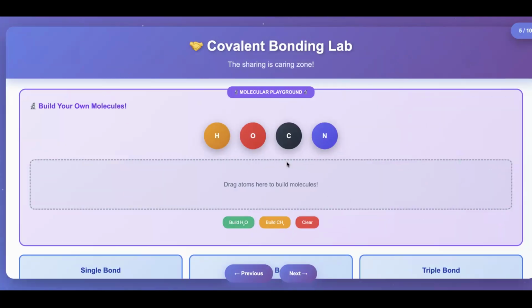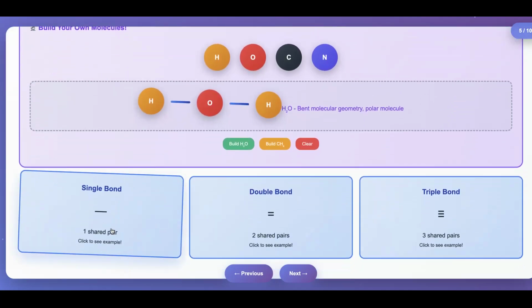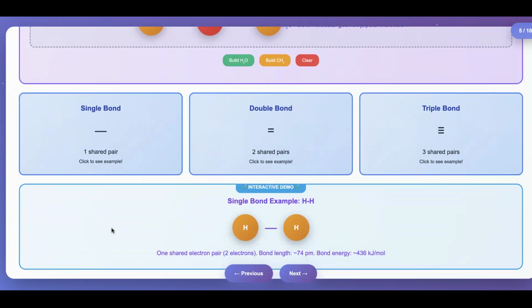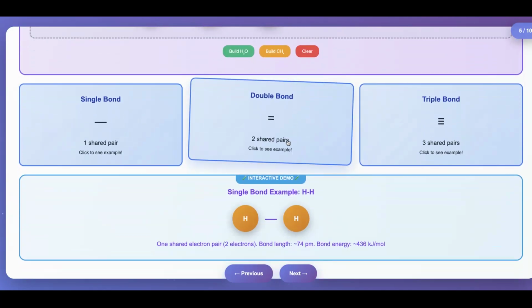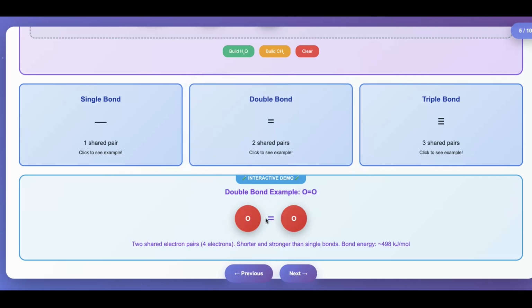Covalent bonding can be done easily. If you want to get one oxygen atom, put it beside 2 hydrogen atoms, then voila, you did the water molecule. That's it. Remember, it can be a single bond if 2 electrons are shared between the atoms, like in hydrogen. It can be a double bond. Here I have 4 electrons or 2 covalent bonds. Remember that the bond length is almost 74, and this is the bond energy 436.